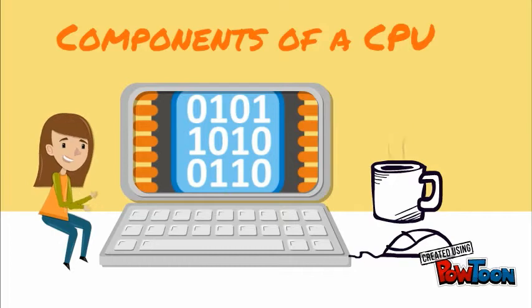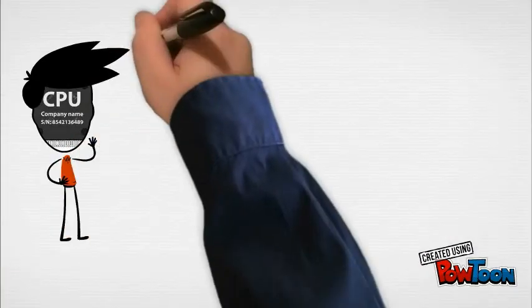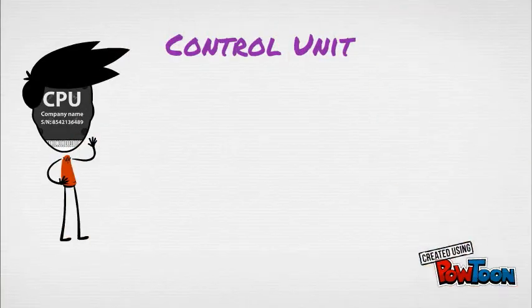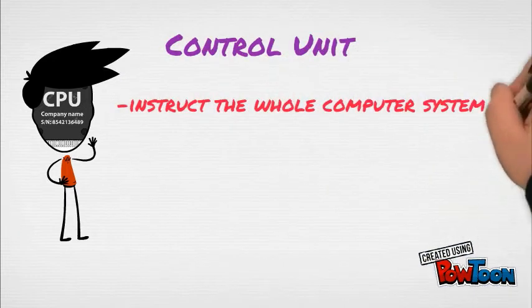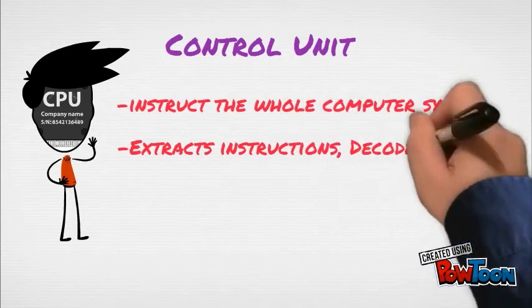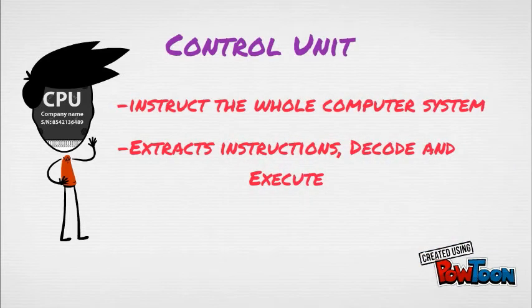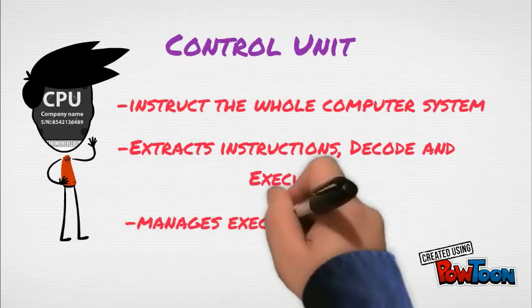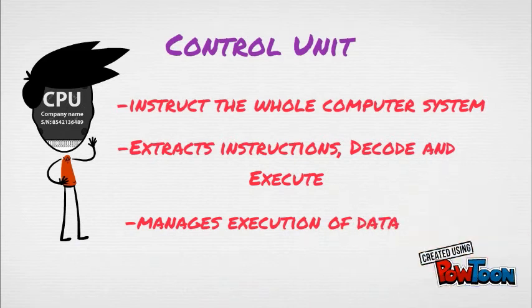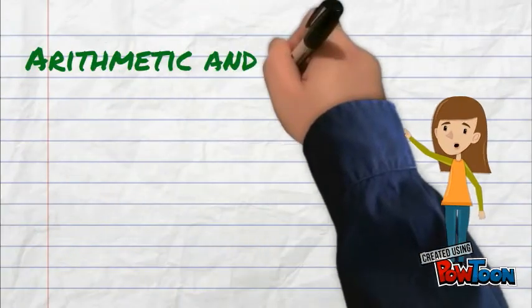The first is the control unit. The control unit uses electrical signals to instruct the whole computer system to carry out or execute program instructions. Its name clearly shows that it controls and coordinates computer components. It fetches instructions from memory, then decodes and executes them. In short, we can say that this component receives, decodes, stores results, and manages execution of data.